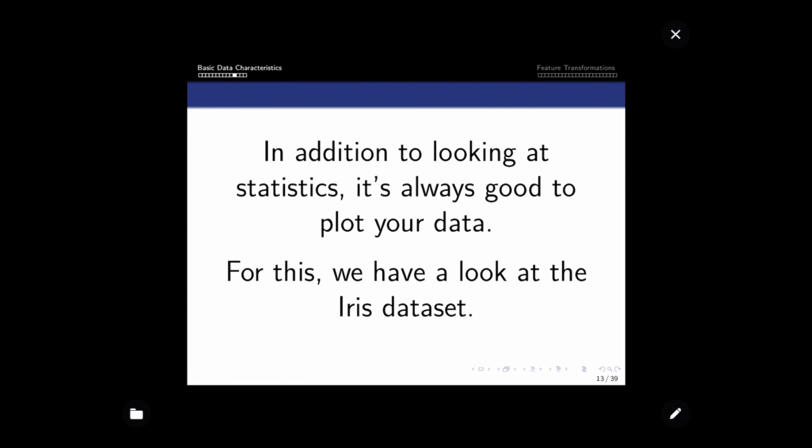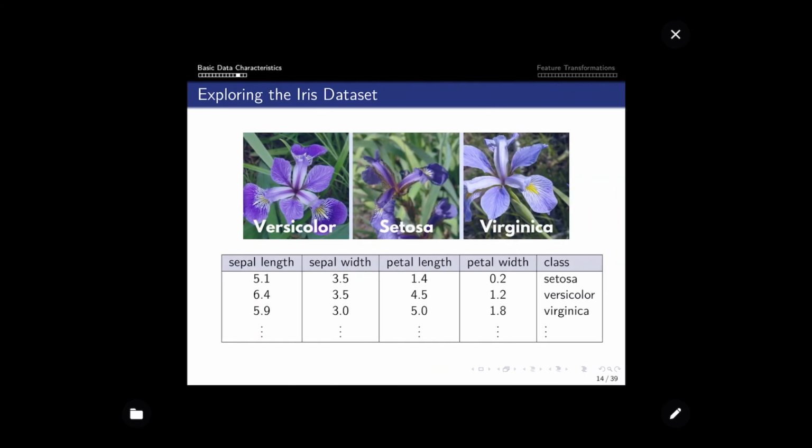And in addition to looking at the statistics, it's also always good to plot your data, to have a visual representation, because then you can really see things. For this we have a look at the iris dataset. This is a really often used dataset in machine learning and data mining. It's a classification dataset of iris plants, and the task is to differentiate the classes of versicolor, setosa, and virginica based on measurements of the sepal length, the sepal width, the petal length, and the petal width. Okay, so this is our data set.